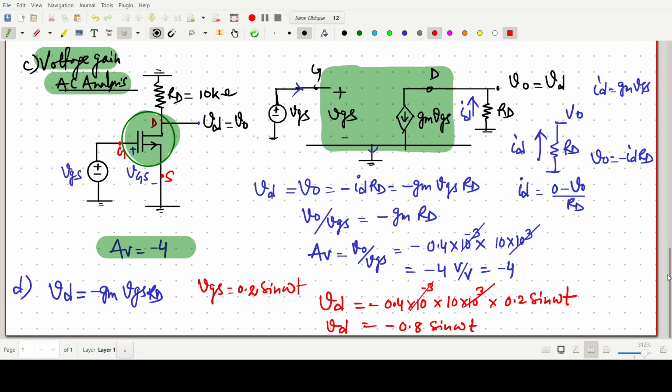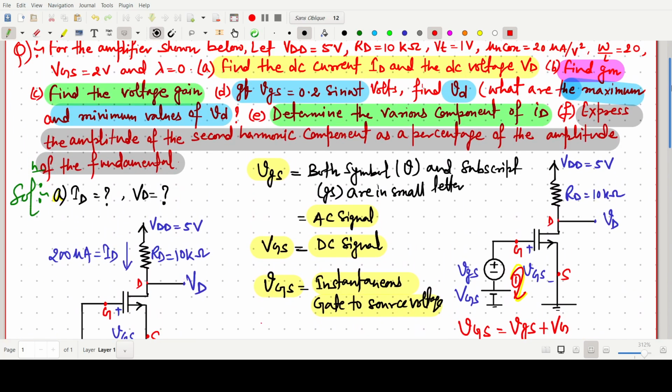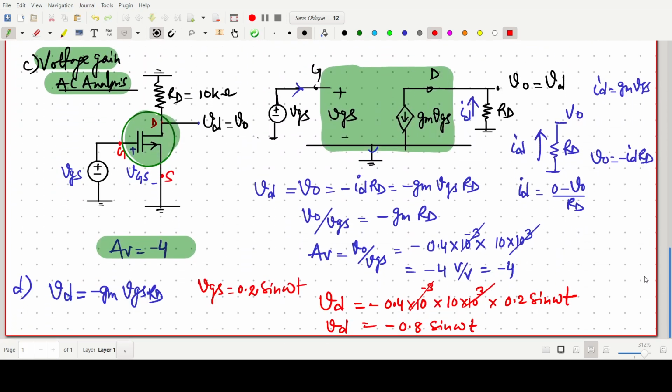Now we have found VD. Okay, in addition to that we have to find the maximum and minimum value of VD. So the maximum and minimum value of VD we have to find. Okay, so we have to go for the next page.